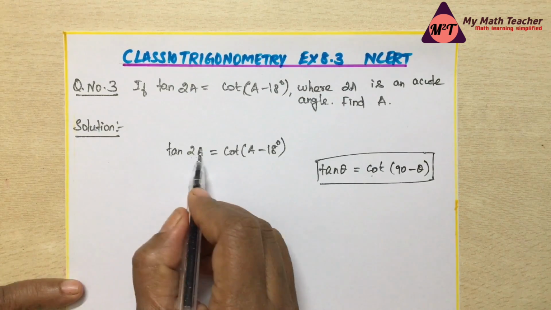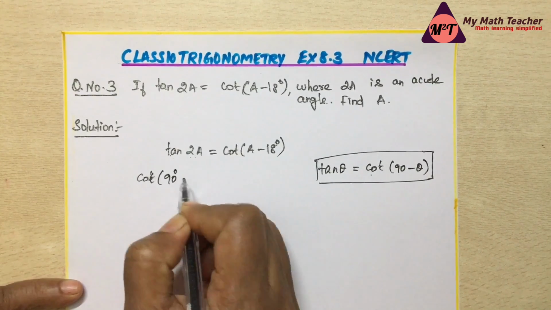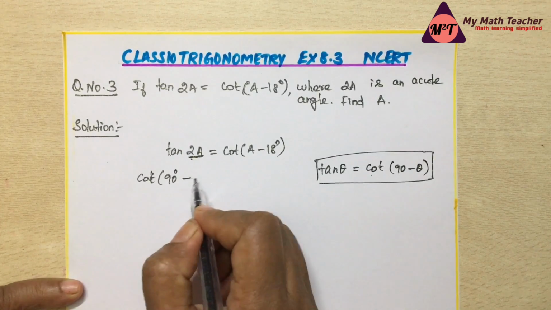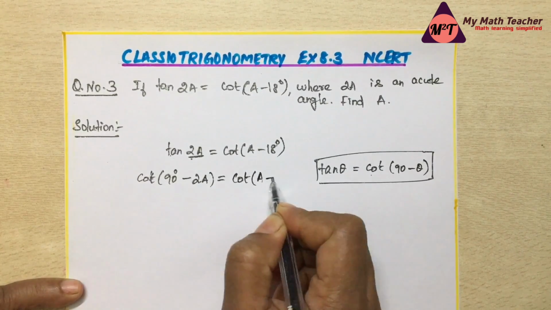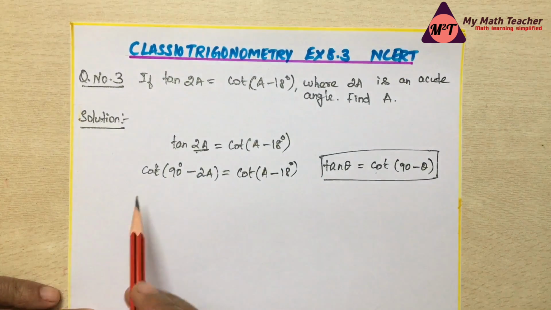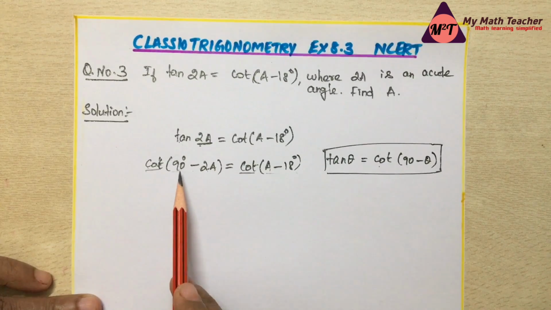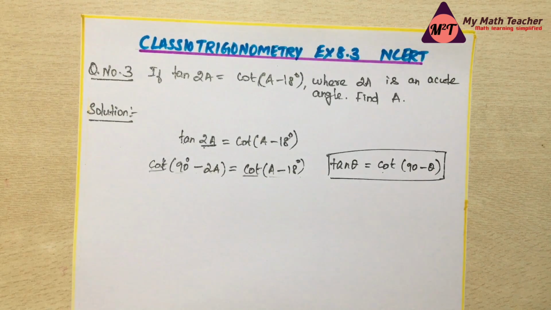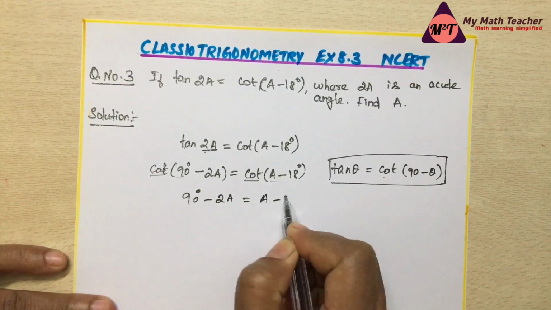So here instead of tan 2a, we can write cot 90 degrees minus theta. This is theta. So in the place of theta, we can write 2a, which is equal to cot a minus 18 degrees. So as you can see, both the sides we have the same ratio, which is cot and cot. So if they are same here, we can equate 90 degrees minus 2a is equal to a minus 18 degrees.